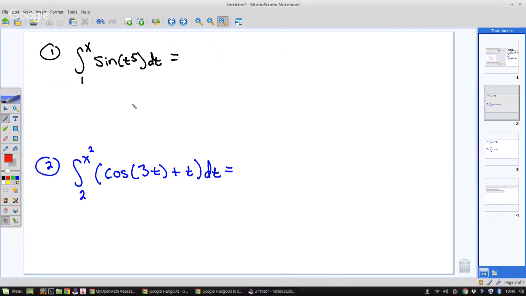Interesting. Oh, I know what it's missing. It's supposed to say find the derivative with respect to x of that same thing down here. Derivative with respect to x.